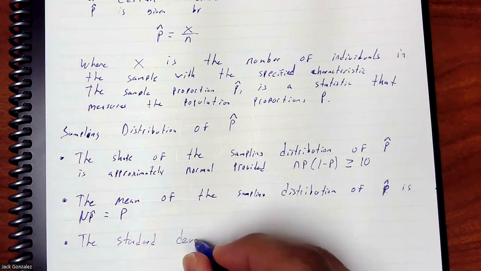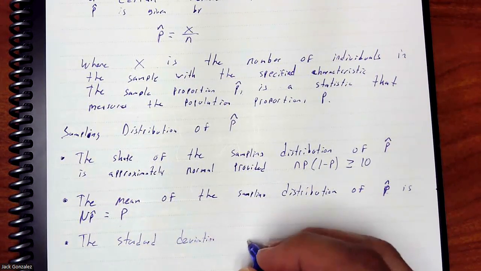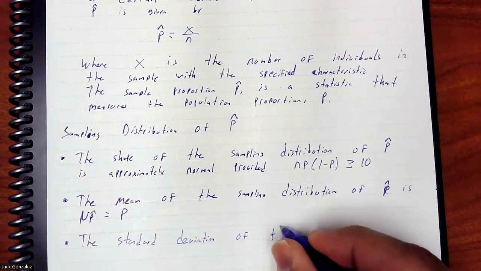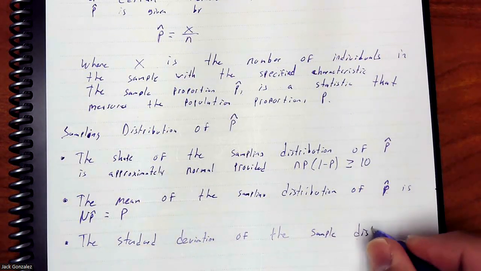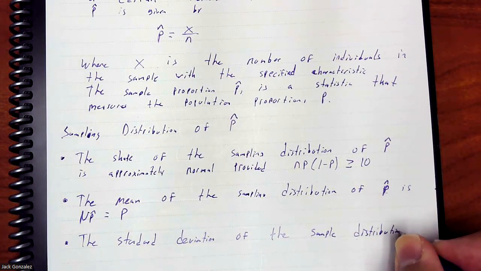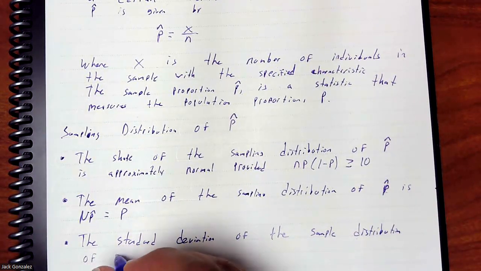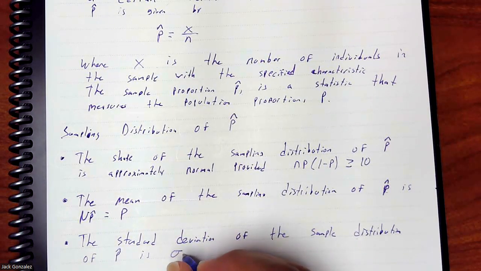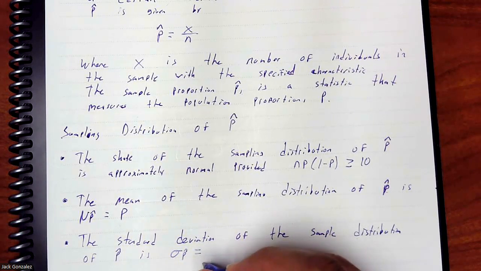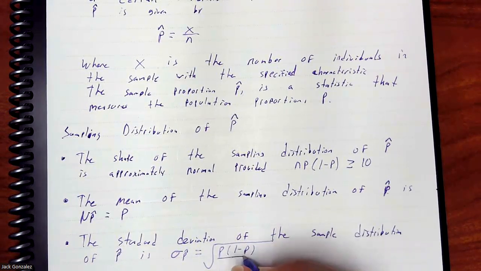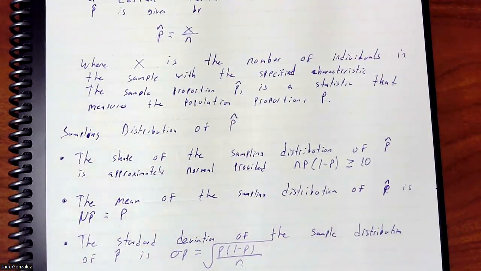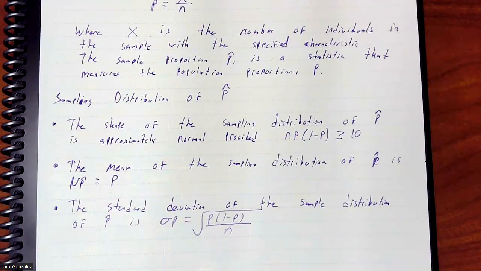The standard deviation of the sample distribution of P hat is denoted as sigma P hat, which is equal to the square root of p times 1 minus p over n.